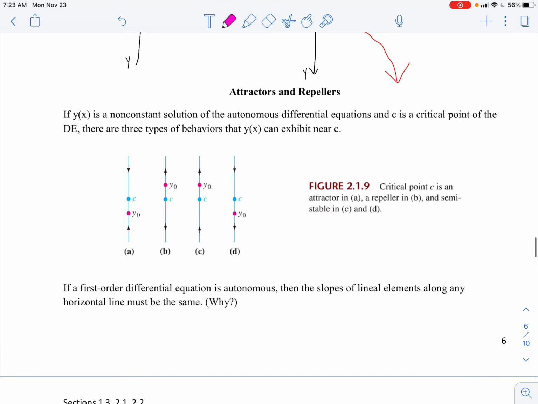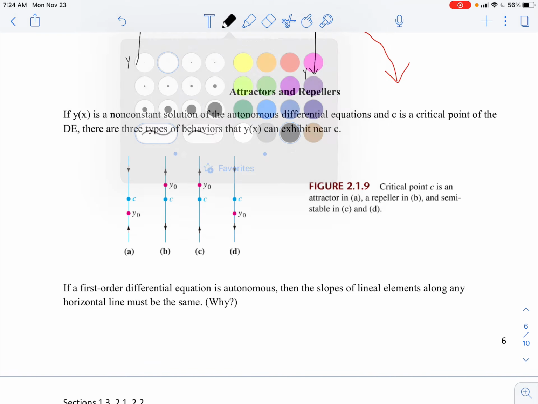If the first order differential equation is autonomous, the slopes of linear elements along any horizontal line must be the same. Again, why? It's because our differential equation is all in terms of y and not of x. Since x is the horizontal axis, as we go along the horizontal axis, your y values aren't changing at all. I'll give you a brief example.